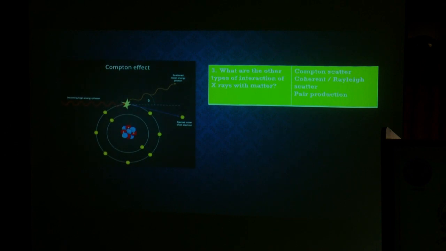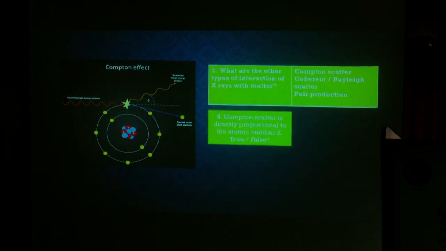So what are the other types of interactions with matter? Compton scatter, pair production, photodisintegration, and others. So this is the Compton effect. Here the interaction is in the outer shell, whereas in photoelectric effect it was in the inner shell. So Compton scatter is directly proportional to atomic number Z.